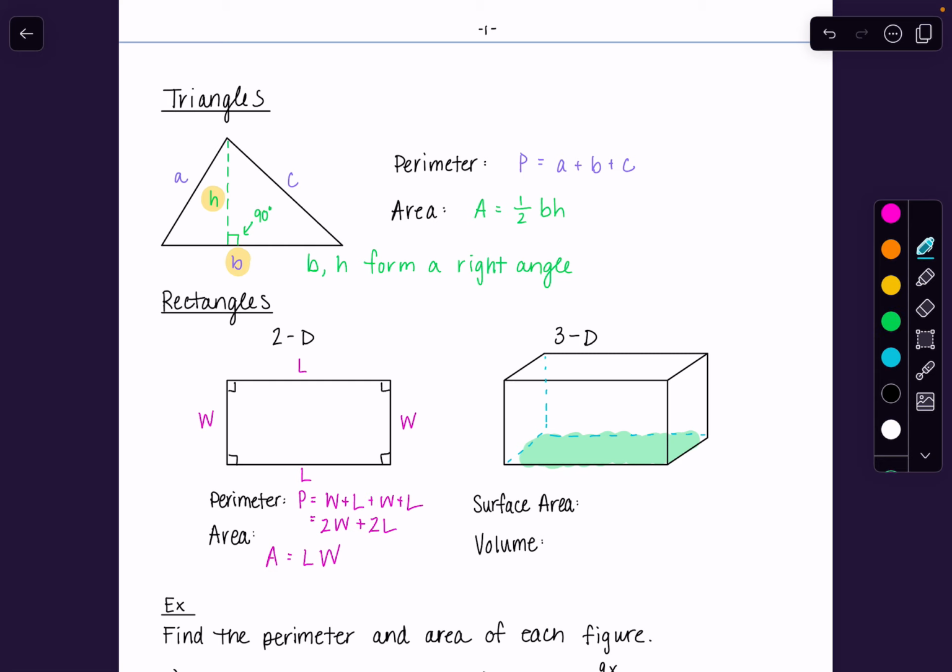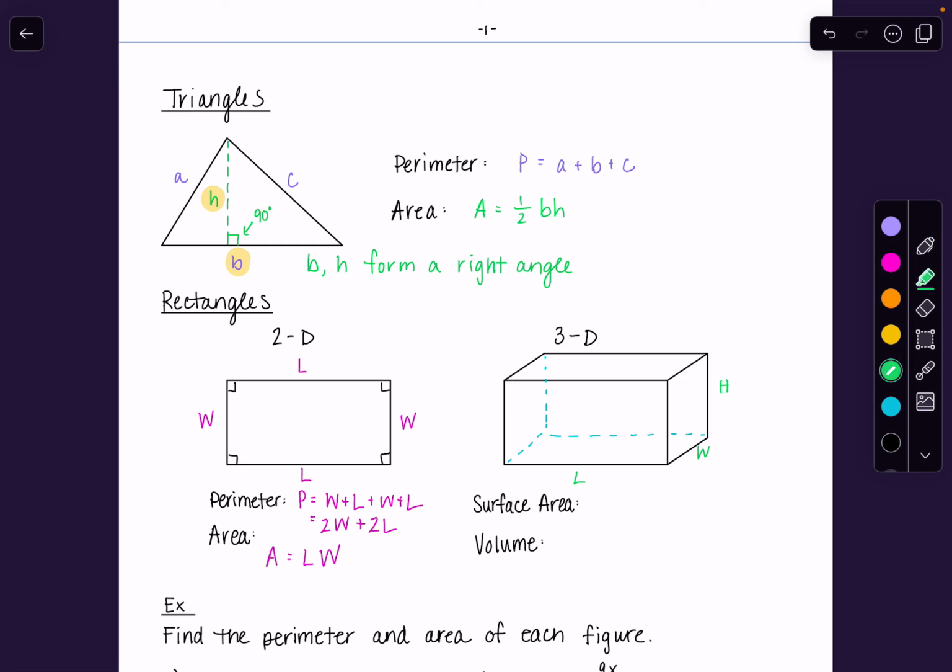So we're going to label these two sides as L and W. Okay. And then we're giving it that third dimension that's typically called the height. So we'll indicate that with a capital H. So I'm going to skip over surface area first. We're going to talk about the volume.